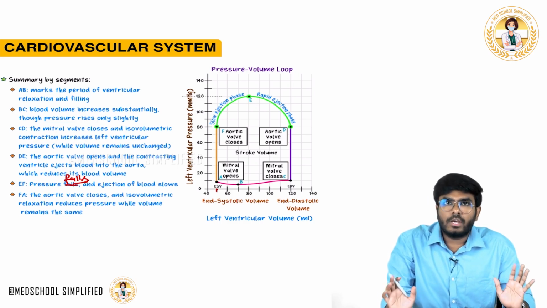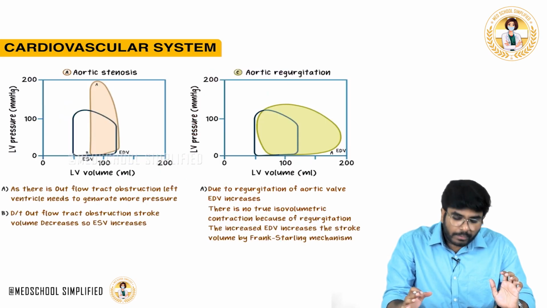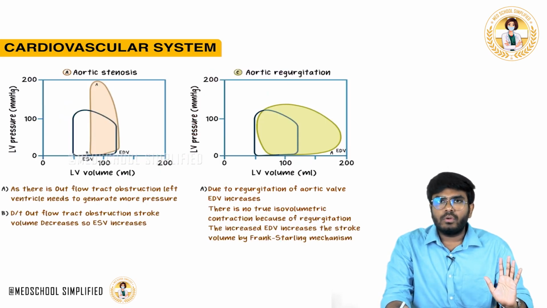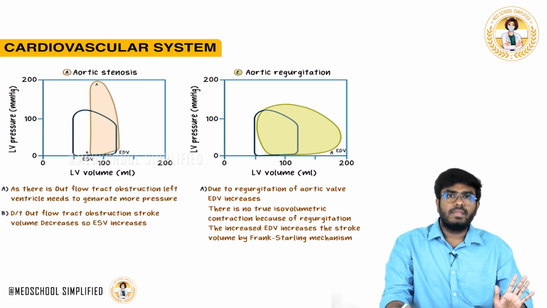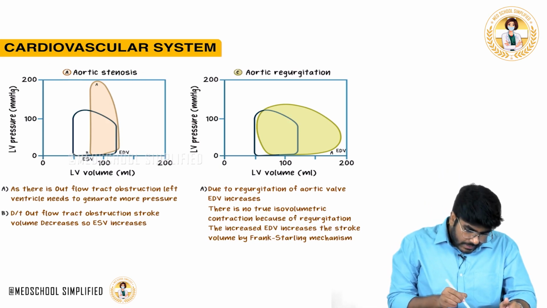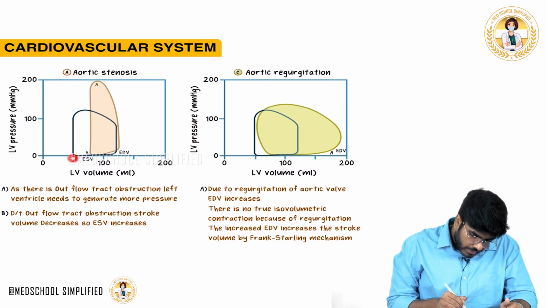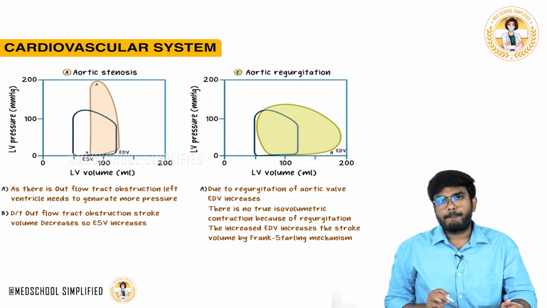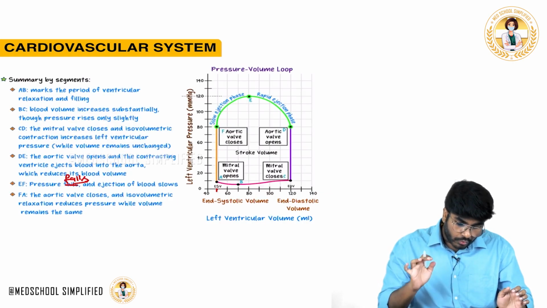This is absolutely normal. Now let's see two important scenarios. At least you have to know these two important scenarios for your exam. For example, what happens in the condition of aortic stenosis? This black curve which I am showing you is absolutely normal. Just wait, before this I want you to know one more important point.